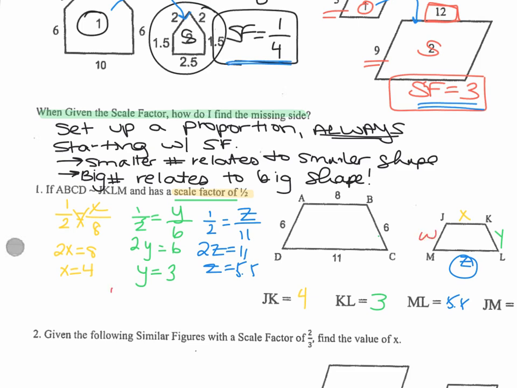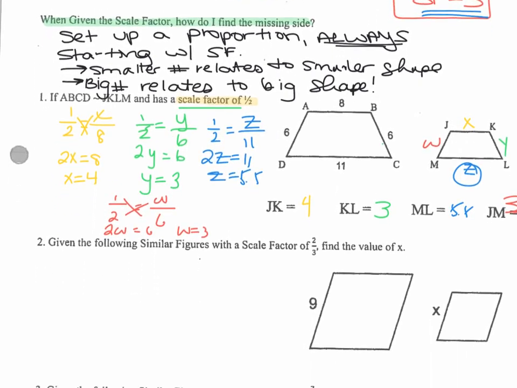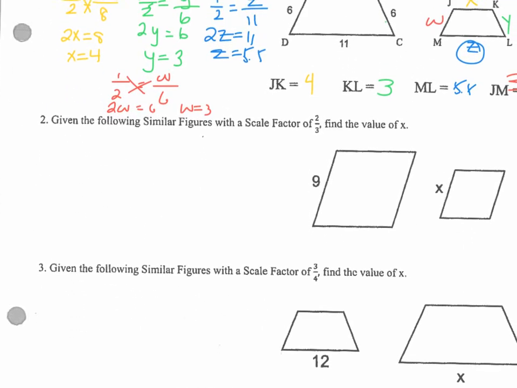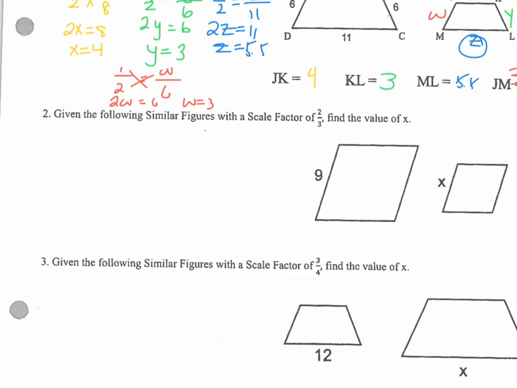And if we do one more, I'm going to do W, which is JM. So set up my scale factor, 1/2. Is W on the small shape or the big shape? It's the small shape, so it goes on top. And what corresponds to W is 6. Cross multiply, 2W equals 6. So W equals 3, so JM equals 3.